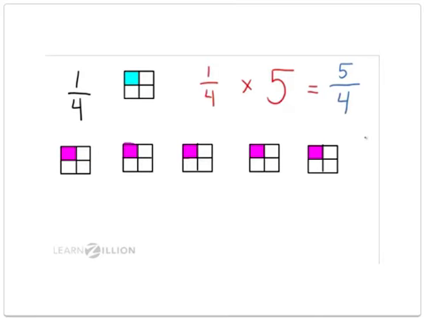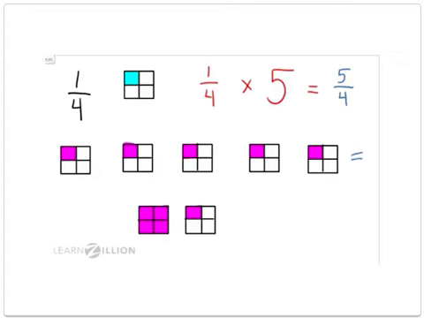Remember, improper fractions can be shown as mixed numbers. So if we were to combine the individual 1/4 pieces together, our visual model would look like this. Now we have 1 whole and a fourth left over. And we would write that like this. 1 whole with a fourth left over. Let's see how this works in another problem.